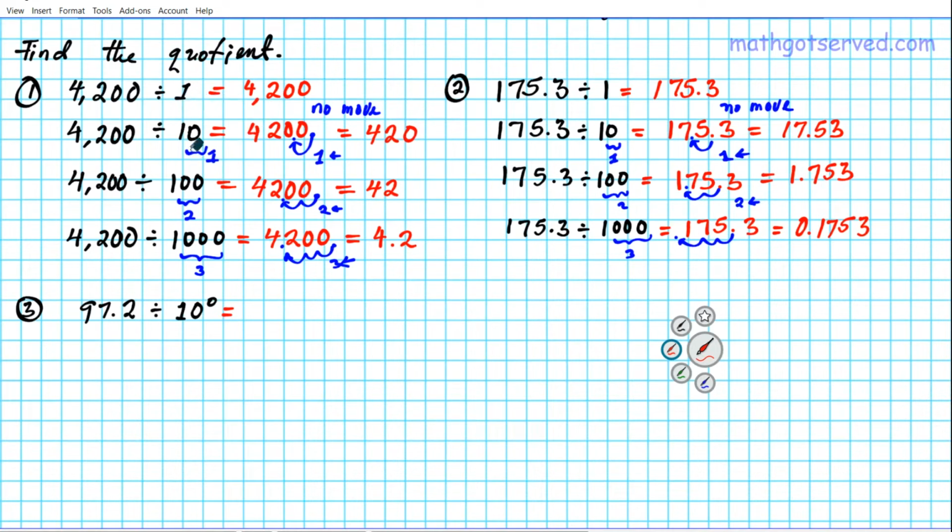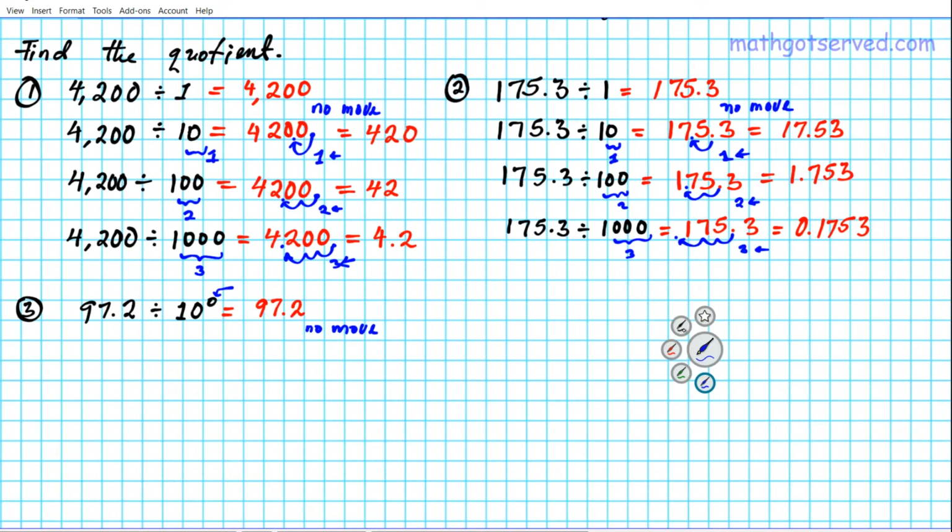For examples 1 and 2, we just looked at the number of zeros to determine how many times we move the decimal point to the left. For number 3, when the power of 10 is in exponential format, all we'll do is look at the value of the exponent. Bam. So this is 0. What does 0 mean? It means there are no moves. Okay, so our answer would just be 97.2. There are no moves here. It's just similar to what we did in section 4.1. When you're multiplying by 10 to the 0th power, you have no moves there because there are no zeros, okay?